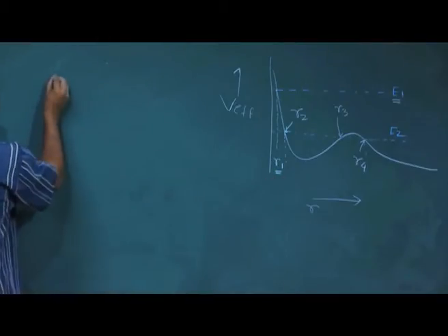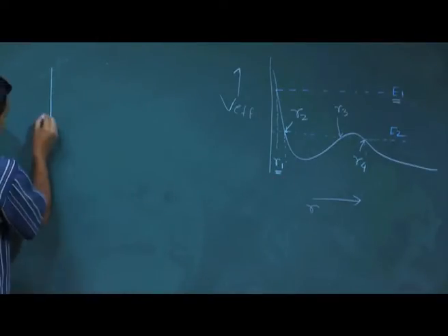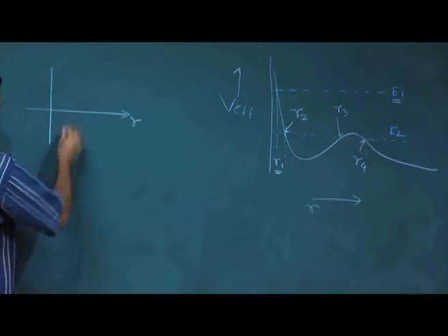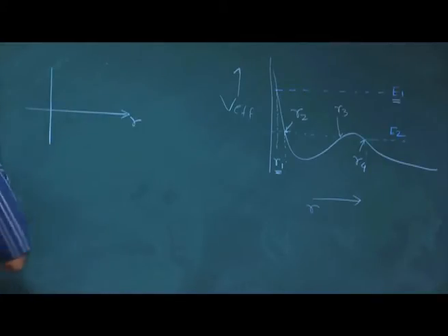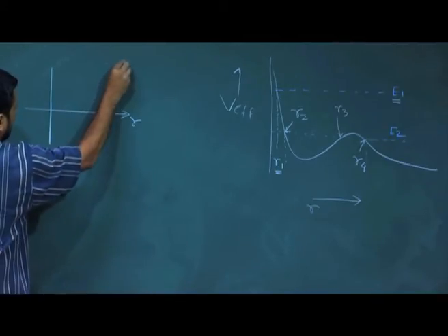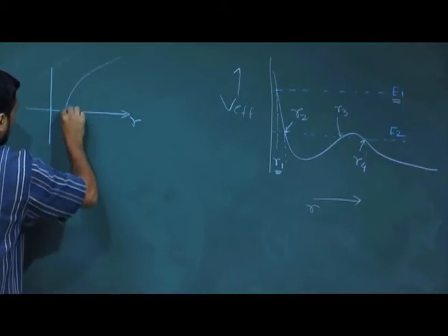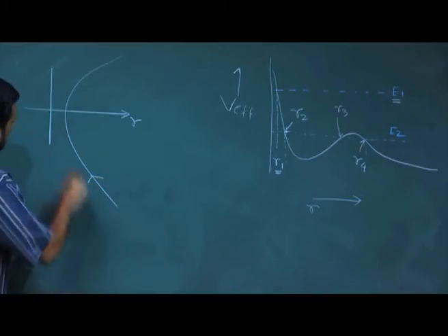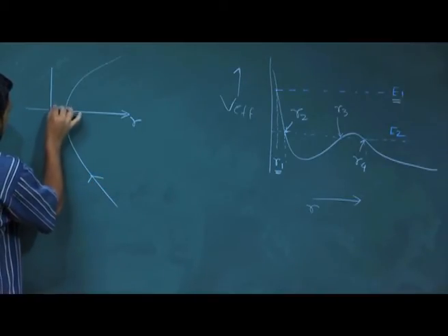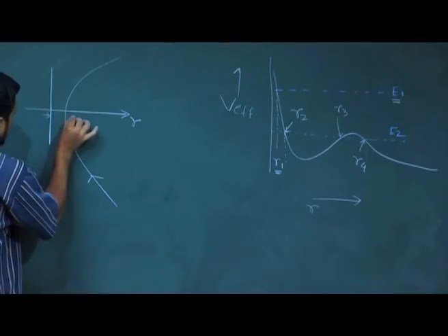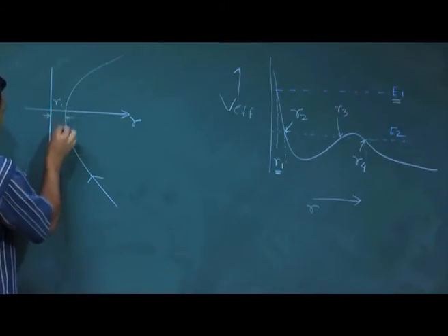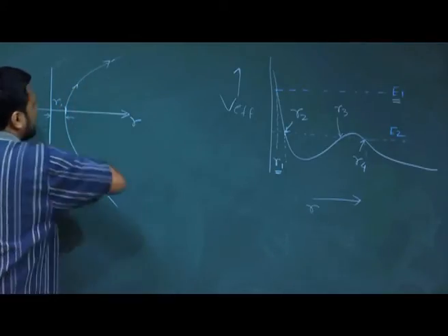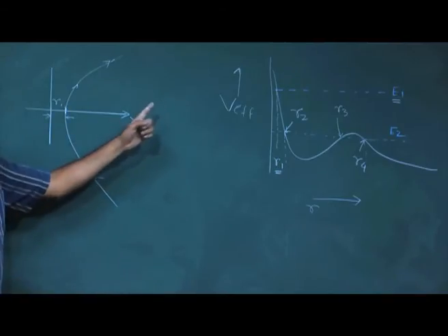So, if we try to draw quantitatively the trajectory of the particle, this is my R axis, and the trajectory will look something like this. The particle comes from infinity, the shortest distance of approach is this distance, which is given by R1, and then once again it moves away from the force center to infinity.